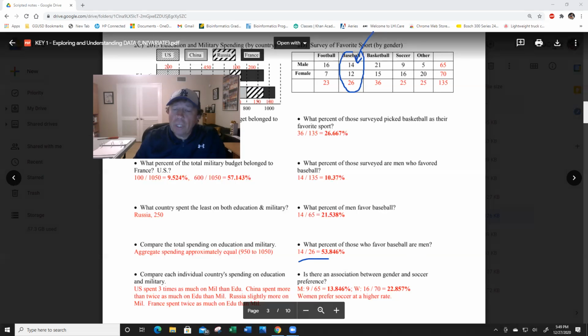All right, is there an association between gender and soccer preference? Association. So what we're going to do is we're going to get 2 percentages. This is a little harder question. Gender and soccer preference. Okay, so here's soccer. So the men are 9 for 65. And the women are 16 for 70. So if you make those into percentages, the men are about 14% and the women are about 50% higher. A lot of that's the dominance of the women's national team. That was my thinking in making up this data. So I put women prefer soccer at a higher rate.